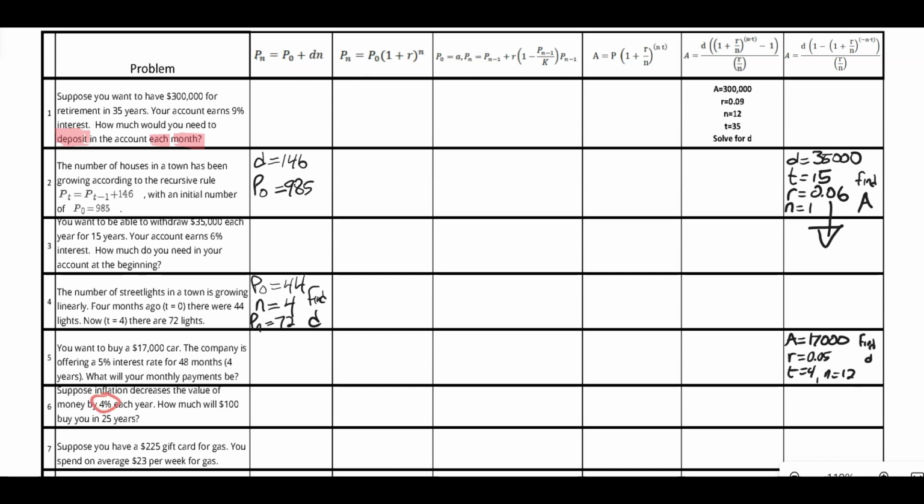We have 4%. So we have R equals negative 0.04 because the inflation is decreasing. Our initial value, P sub 0, is 100, and N would be 25. And then we're looking for P sub N, the only thing left over. Solve for P sub N.